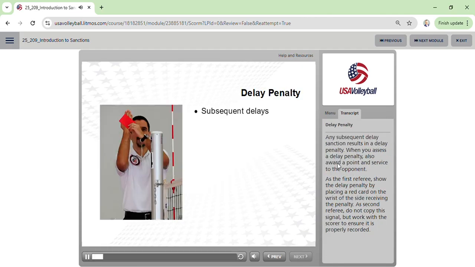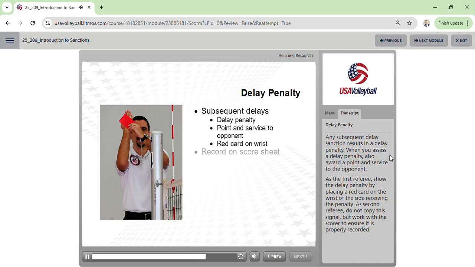Any subsequent delay sanction results in a delay penalty. When you assess a delay penalty, also award a point and service to the opponent. As the first referee, show the delay penalty by placing a red card on the wrist of the side receiving the penalty. As second referee, do not copy the signal, but work with the scorer to ensure it is properly recorded.